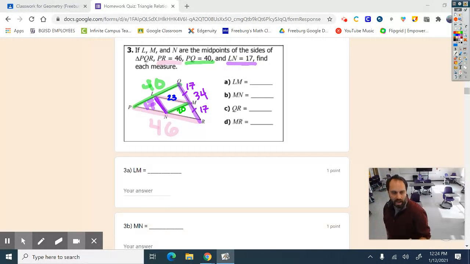All right. So like I've shown you all year, I like to just get all the information onto the triangle and then go fill in the answer boxes, just because sometimes I'll get lost if I'm bouncing back and forth. So let's just go fill in our answers now. So L to M is that part. So that was 23. M to N is this part. So that's 20. Q to R is this part. So that's our 34. And then M to R is the shorter part of that, which is the 17. Okay.